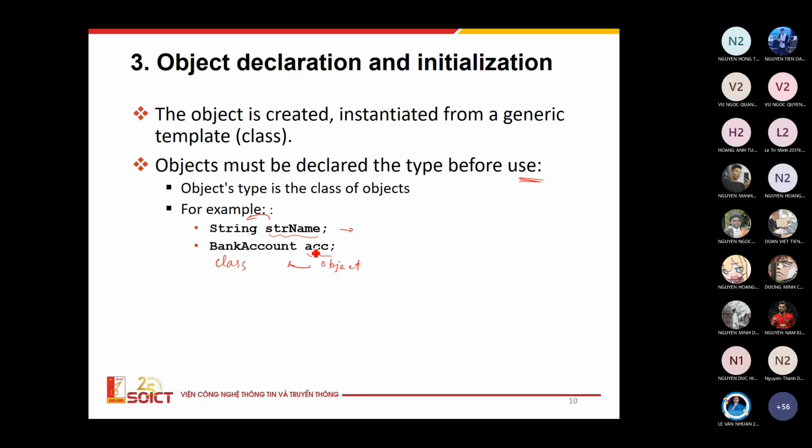Okay. Đó giống như khai báo các biến, cũng phải khai báo trước khi sử dụng. Ở đây chúng ta khai báo String name, thực ra String cũng là một lớp, thì có thể nói là một đối tượng name thuộc lớp String, hoặc khai báo một đối tượng account ACC là một đối tượng thuộc lớp BankAccount. Thì cách khai báo object tương tự với cách khai báo biến mà chúng ta đã học nhé.